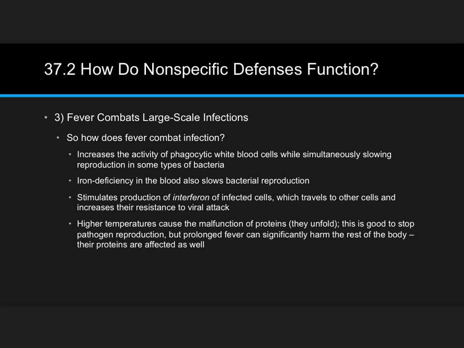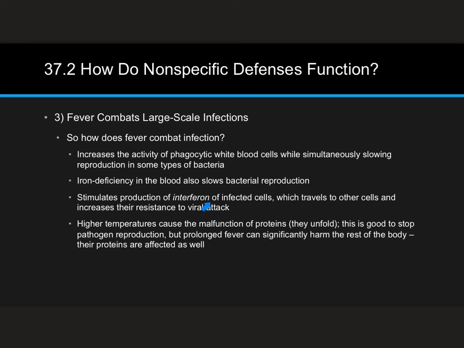It increases the activity of phagocytic white blood cells while simultaneously slowing down reproduction in some types of bacteria. So these phagocytes are going to increase their workload. They know, all right, temperature's up, that means I've got to go do more work. It also leads to iron deficiency in the blood, which slows down bacterial reproduction. They need iron to do that.